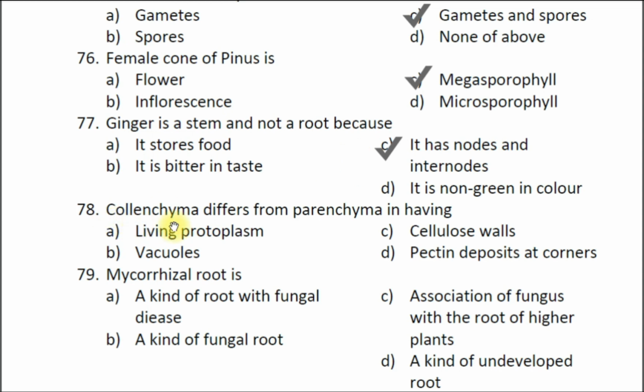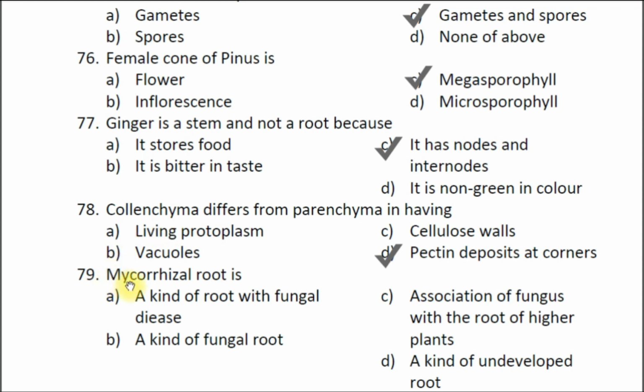Question 78. Collenchyma differs from parenchyma in having A. living cytoplasm, B. vacuoles, C. cellulose walls, D. pectin deposit at corners. The option which is correct here is option D, pectin deposits at corners. In addition to the pectin, there is also some hemicellulose and cellulose present at the corners.